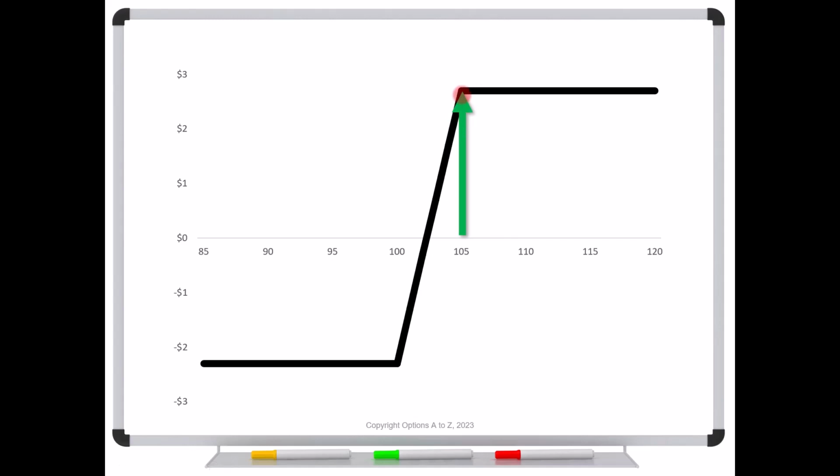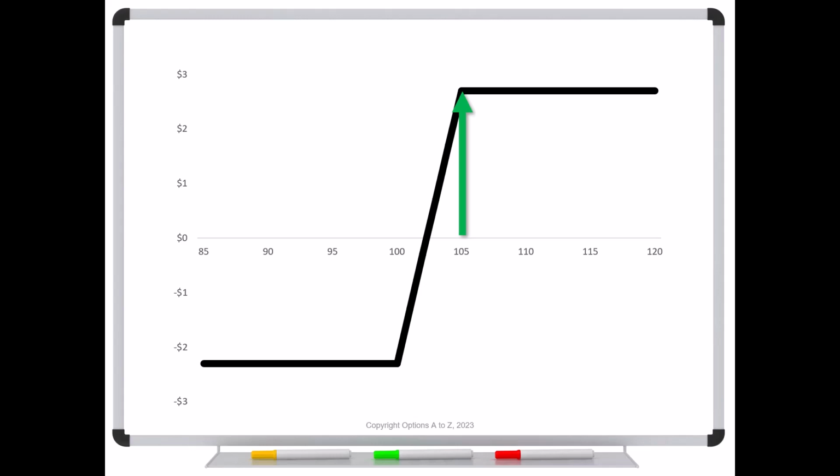And yet they go to close the spread and they find out it's not anywhere near close to $5. So why is that? Why are we not at maximum value? Well, again, it's a good question. And the answer is that the risk graph is giving you the right information. You're just looking at it at the wrong time.